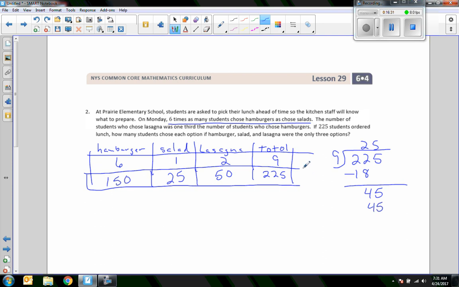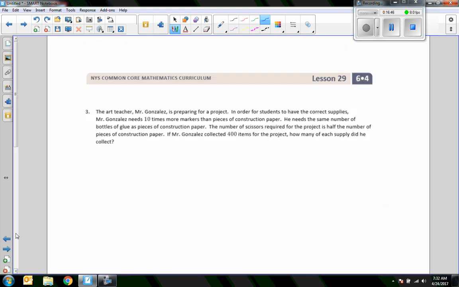So here's my table. Let's answer the question now. How many students chose each option, hamburger, salad, lasagna? Only 3 options. 150 chose hamburgers, 25 chose salad, 50 chose lasagna, totaling 225. Okay. Now, next example, 3.